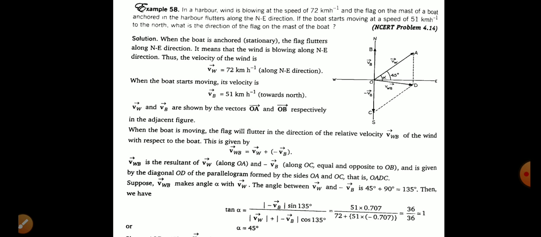To find direction of fluttering of the flag, we have to take relative velocity of wind with respect to boat. Therefore, velocity of boat is taken negative by reversing its direction. Now construct the vector diagram. The vector diagram gives a triangle OAD. This triangle will give the value of relative velocity and its direction.